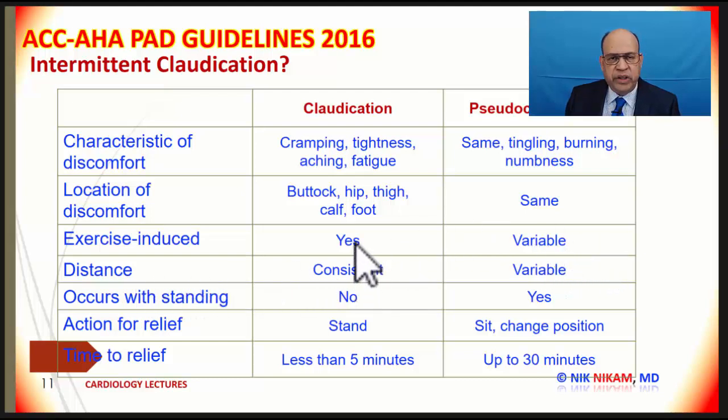Distance. Patients with a fixed vascular problem in the lower extremities have a consistent distance at which they develop claudication, whereas in patients with pseudoclaudication, the distance can be variable. Standing: it does not occur with standing in claudication, whereas pseudoclaudication may get worse with standing. Action for relief: when patients have intermittent claudication from ischemia, the symptoms get better on standing, whereas pseudoclaudication gets better when the patients are sitting or change position.